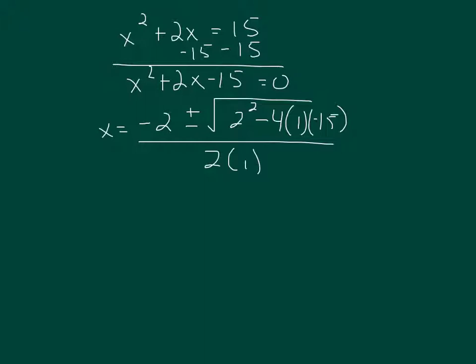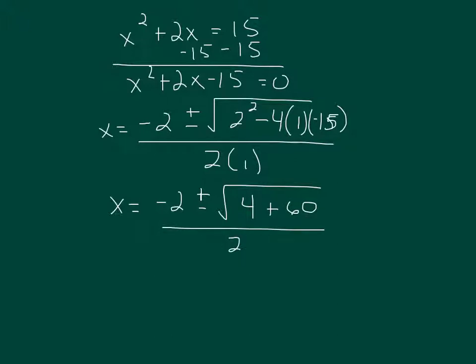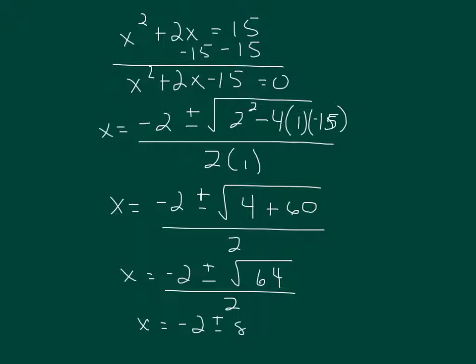Alright, so then we get x equals negative 2 plus or minus the square root of 4, negative 4 times 1 is negative 4, times negative 15 is positive 60, all over 2. So x equals negative 2 plus or minus the square root of 64 all over 2. So x equals negative 2 plus or minus 8.